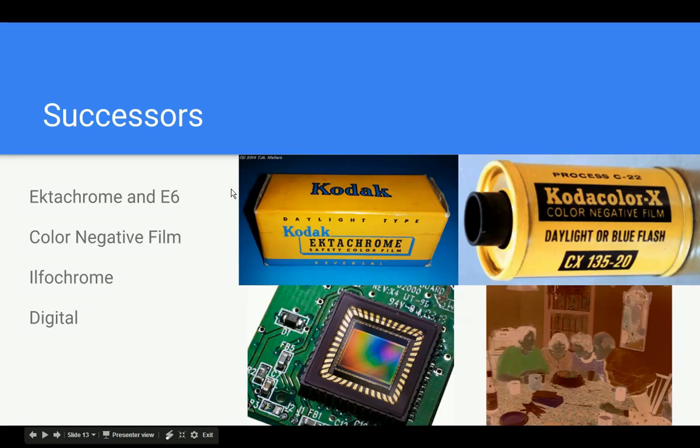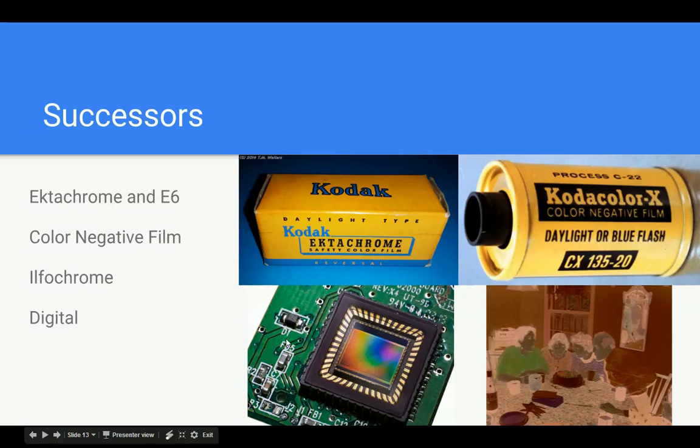Also, what emerged after Kodachrome was color negative film, which is essentially the same thing as E6 film, which I just said has two development parts, but instead of creating a positive transparency, it creates a negative transparency. This is used mostly for printing onto color paper.